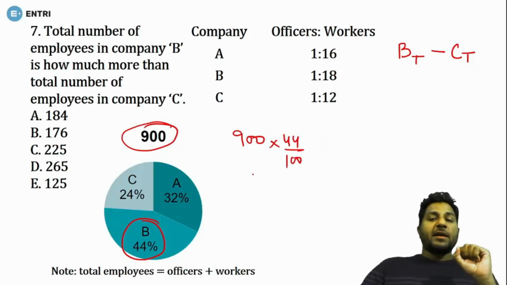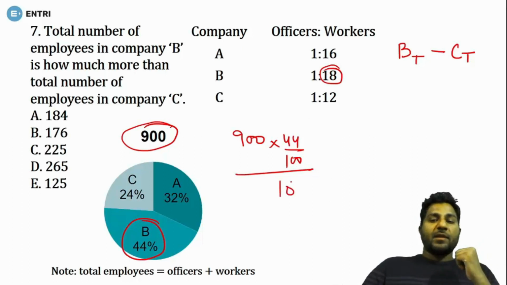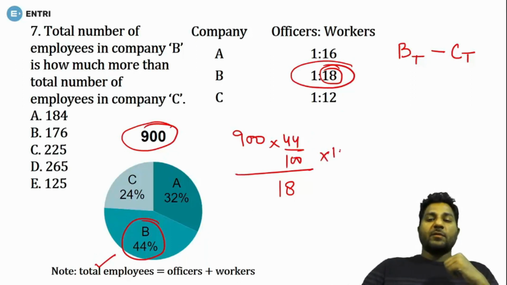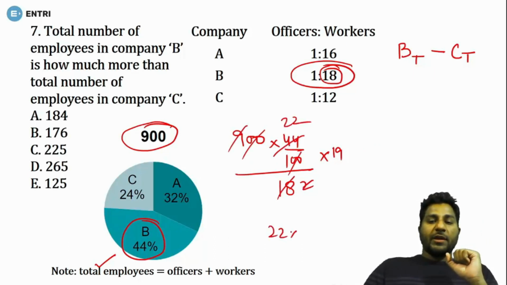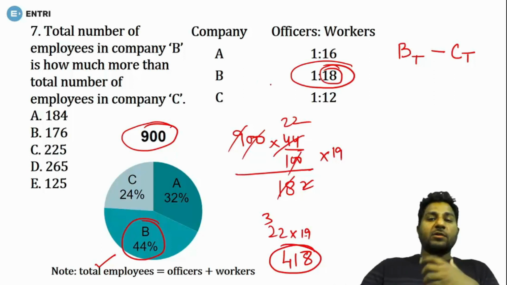This data must be compared with 18 because the ratio has been given as 18. If we combine officers and workers, we will get the total number of employees. That means we will multiply with 19. So let's find out 9 twos are 18, that means 22 into 19. All right, now what should we do? 19 twos are 38. That means 418. So we have figured out B's total employees as 418.